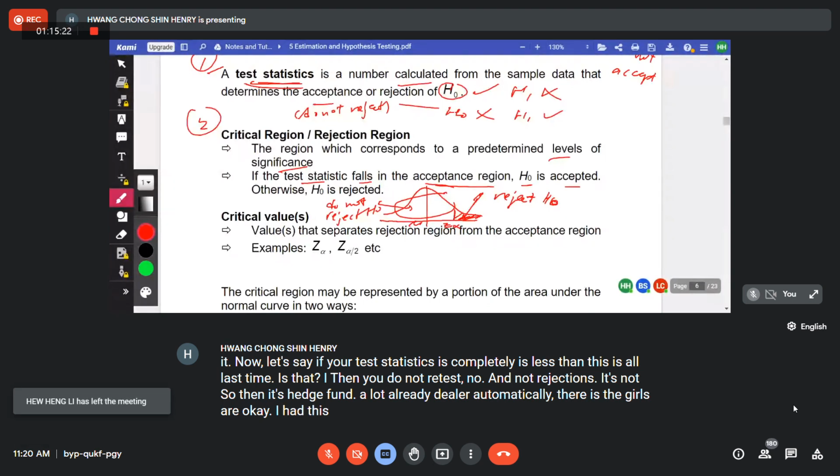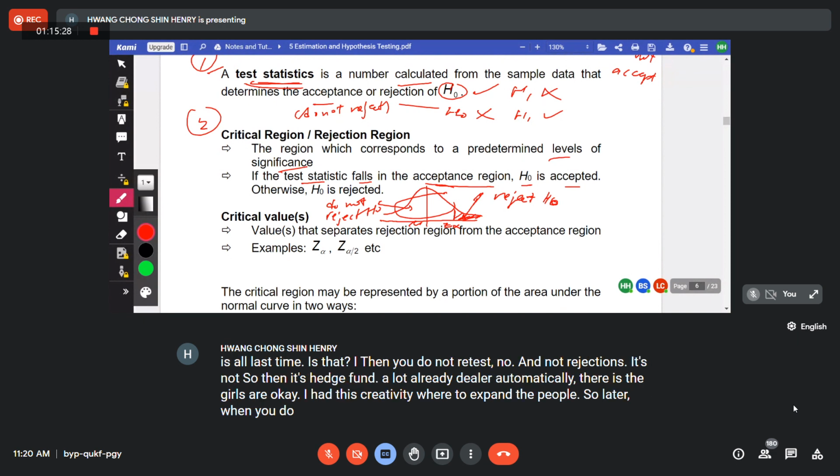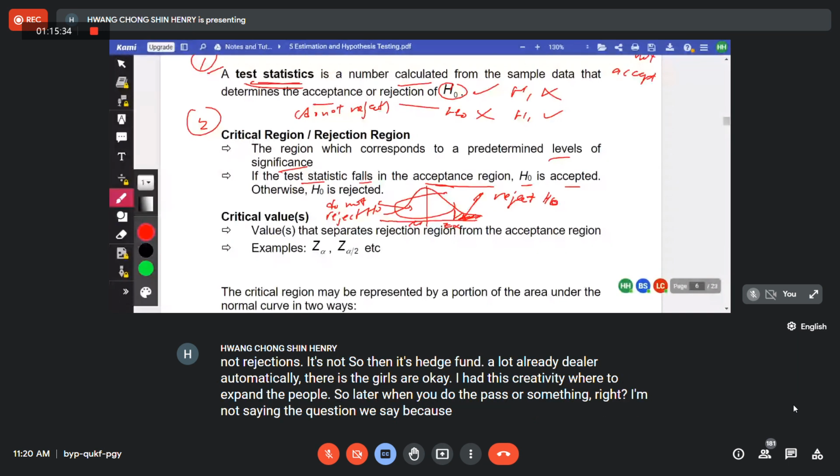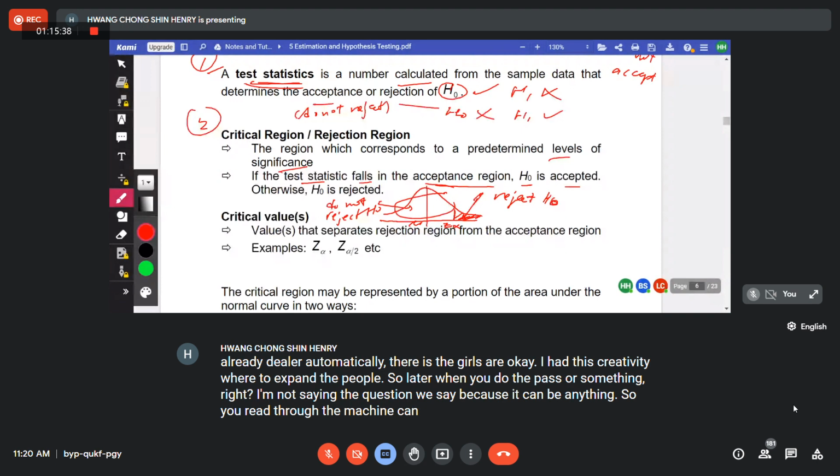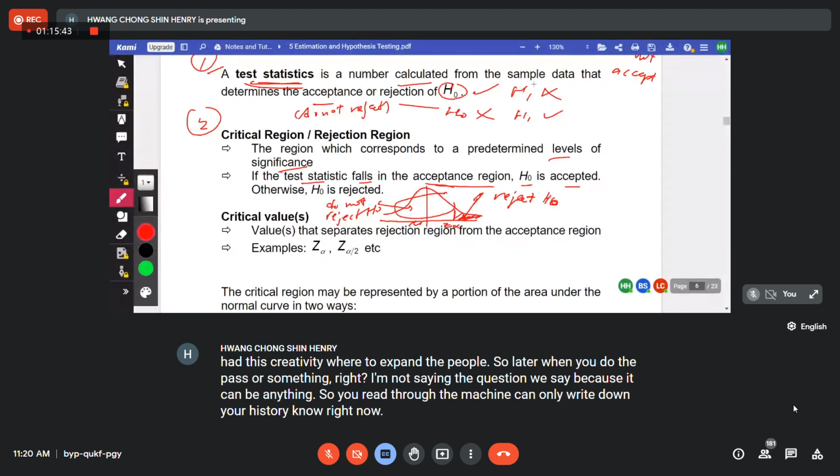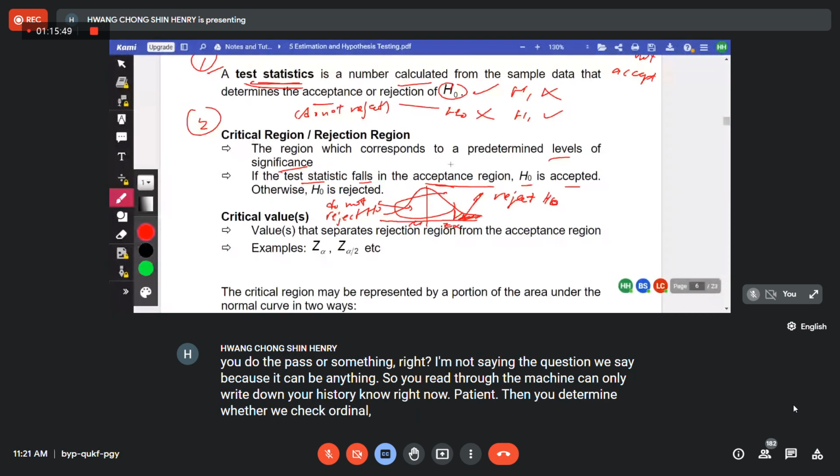I had to use a creative way to explain to people. So later when you do the test, to your question, whatever, I'm not saying the question always says girls are smarter than boys. It can be anything. So you read through the question carefully. You write down your H0. You write down your H1. Then you determine whether to reject or not reject H0.